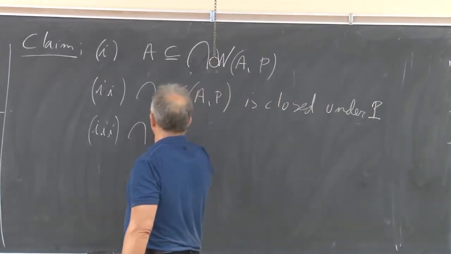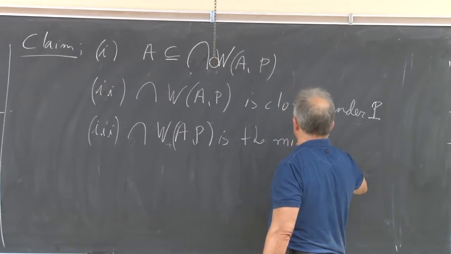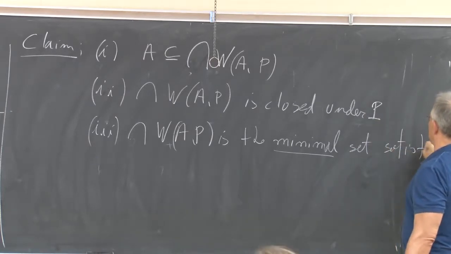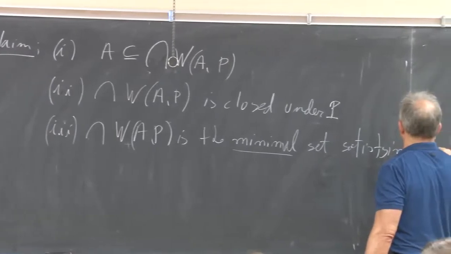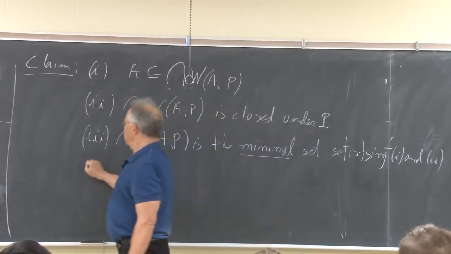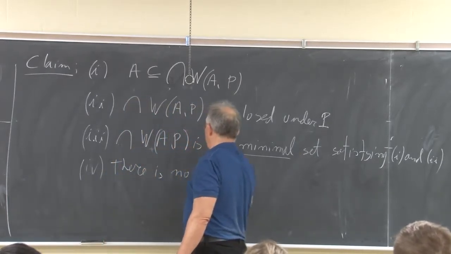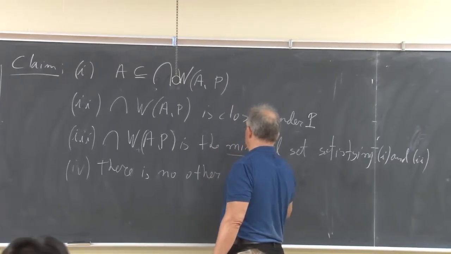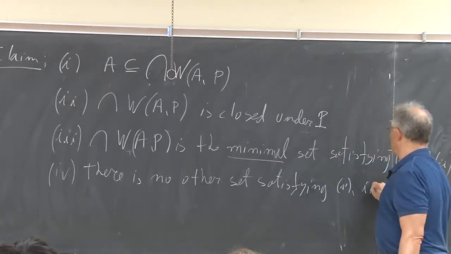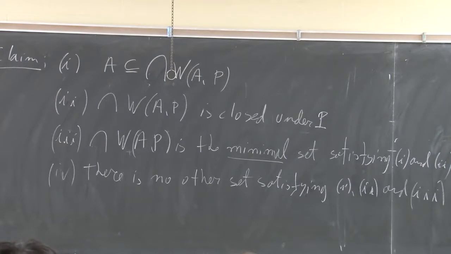So intersection WAP is the minimal set satisfying requirements 1 and 2. And as a conclusion to being minimal, I want to show that there is no other such set satisfying 1, 2, and 3. Okay?